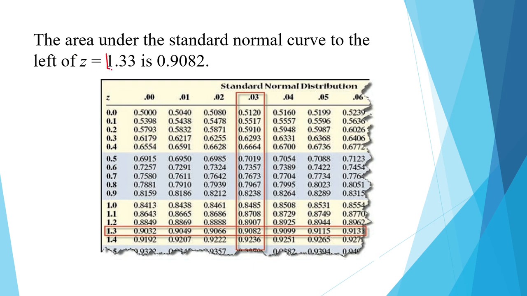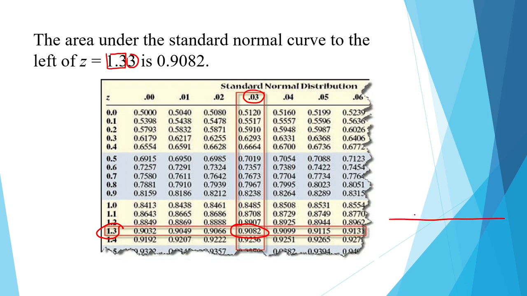We have to look at the first two numbers, 1.3. I'll look at the column here, and I'll locate 1.3. And the last digit here is a 3, so we'll find 0.03 on the column and intersect the row of 1.3 with the column of 0.03, and there is our area, 0.9082. What does 0.9082 represent?